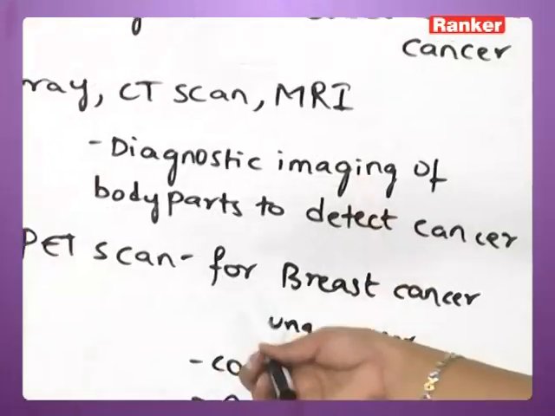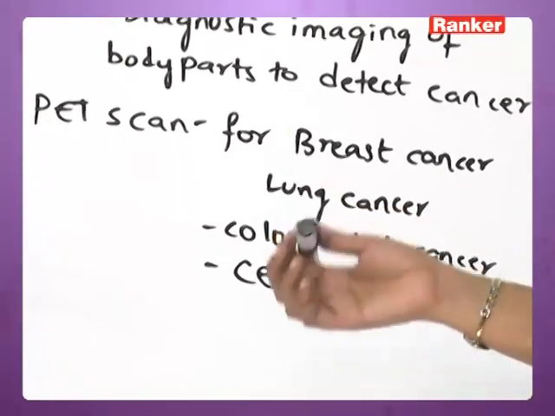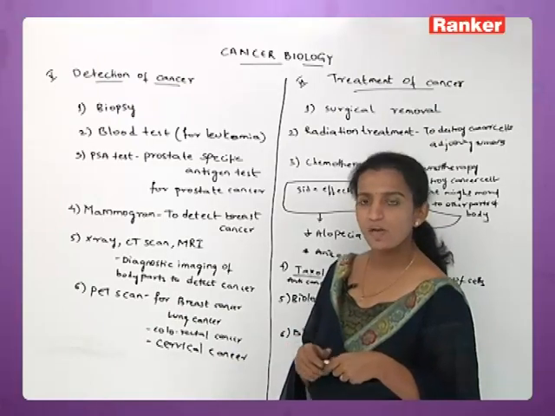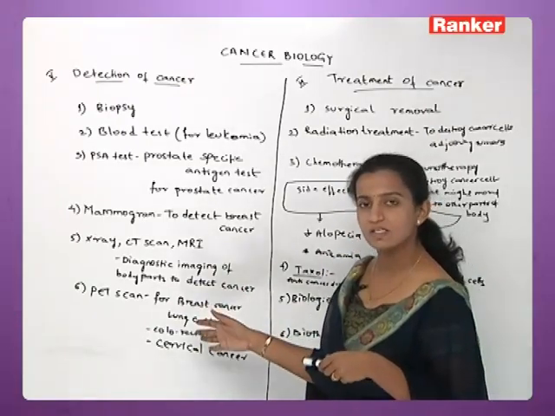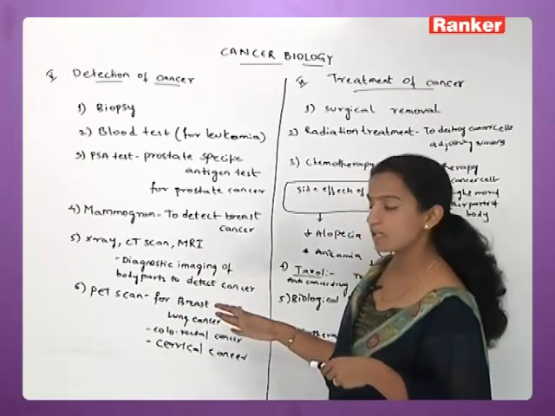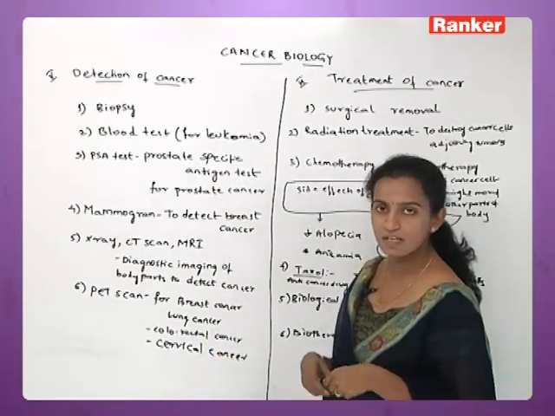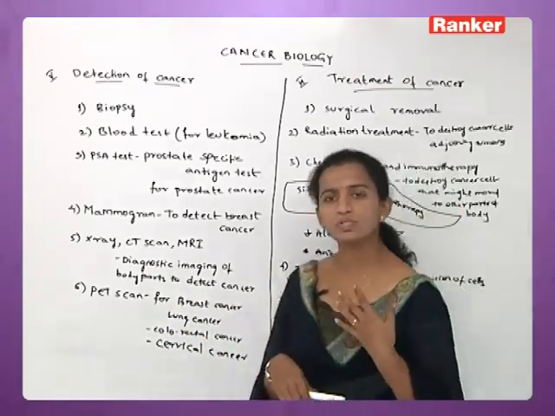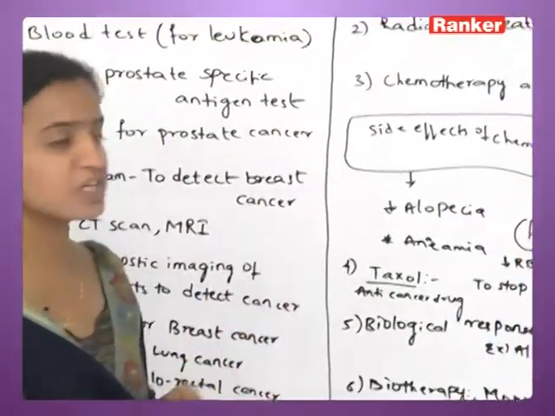Now there is a PET scan for breast cancer, lung cancer, colorectal cancer and cervical cancer. So with a PET scan you can detect all these kinds of cancers, if there is a presence of cancer in the breast, lung, colorectal or cervical region. This is the kind of scan which is used to detect whether there is cancer or not. So now, treatment of the cancer.